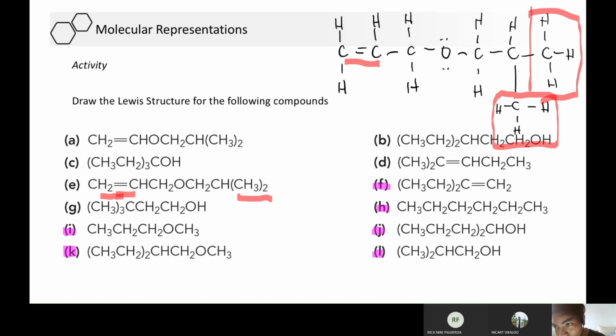Tignan natin kung sinend ni Cart na. Okay, so tama si Nicard sa F, H, tama din, I, okay, tama din, J.